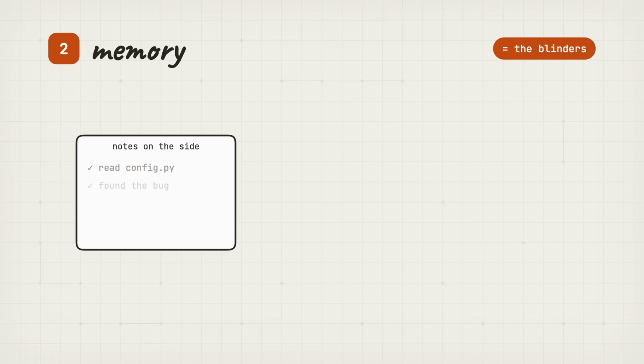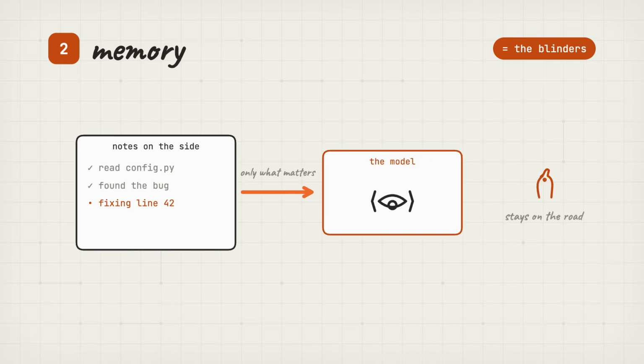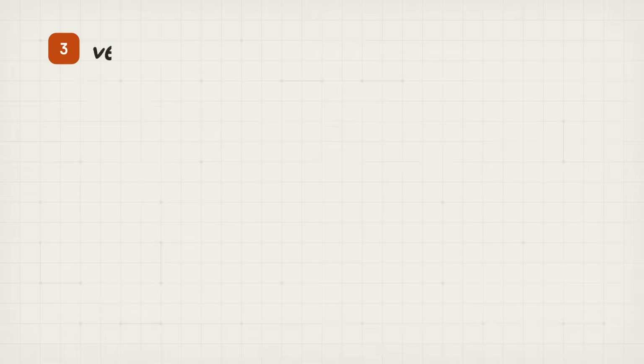The second one is memory. See, on a long task, the model would very easily forget what it already did. So the harness keeps some notes on the side and it only shows the model the things that are important right now. You can think of this like the blinders that we put on a horse. Those blinders keep the horse focused on the road in front of it instead of getting distracted by the whole field around it.